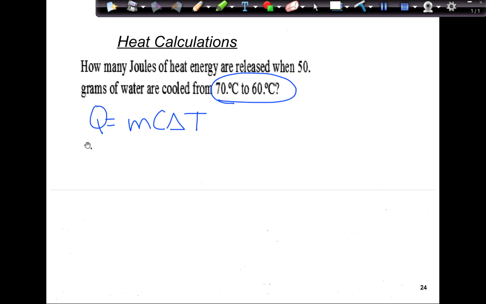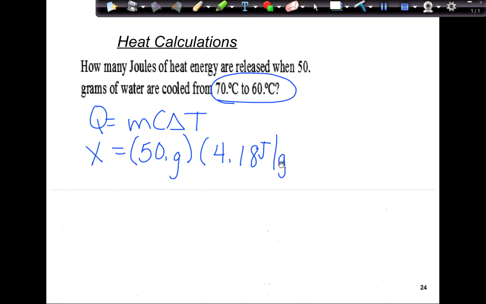And Q always stands for heat, which we're asking for. The mass is in grams. The C value is on Table B, and it's 4.18 joules per gram times Kelvin, which is the same size as the degrees Celsius degree, so we can sub that in there as the unit. And then for delta T, we have to subtract the temperatures. And when I subtract the temperatures, I get a 10 degrees Celsius difference.